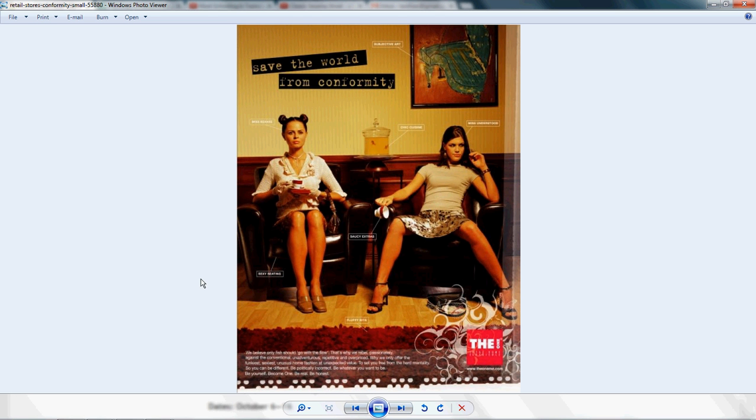Now here is an advertisement from an international retail outlet that says you can save the world from conformity by purchasing their products or by working with them. So in this sense, rebellion is a way of saving the world. It's an interesting commentary there. Prim and proper, not so prim and proper.